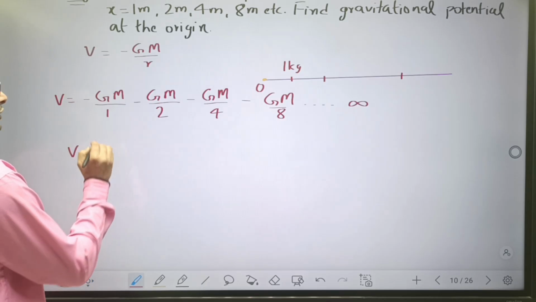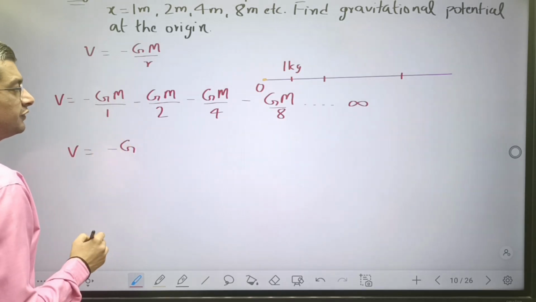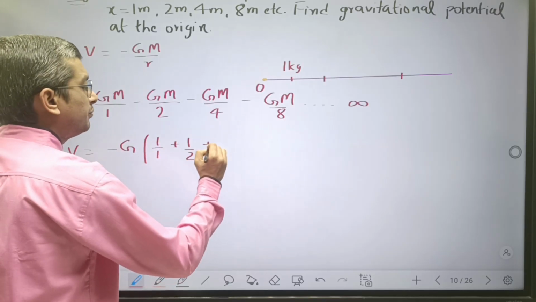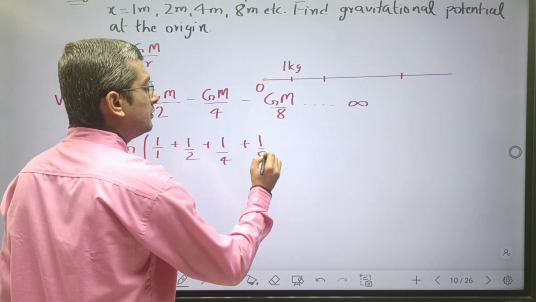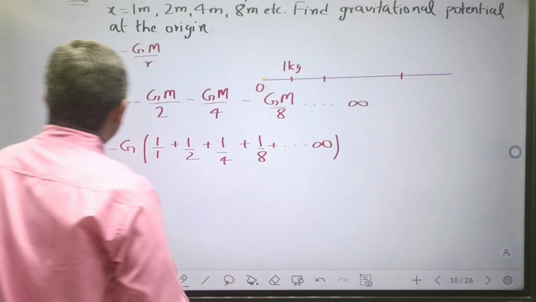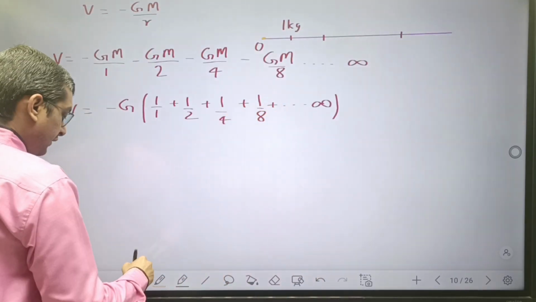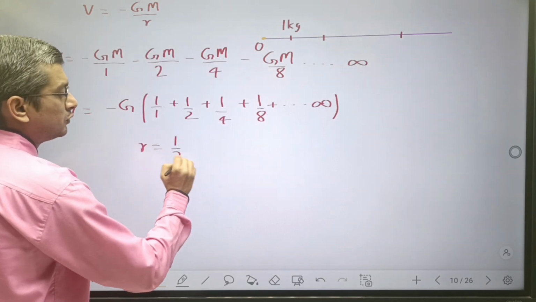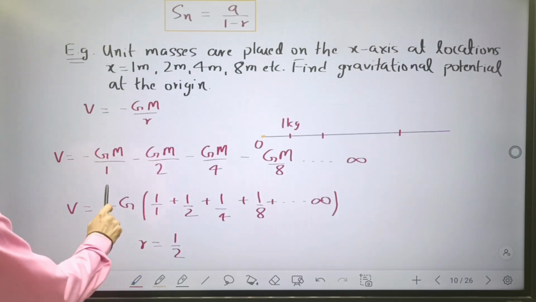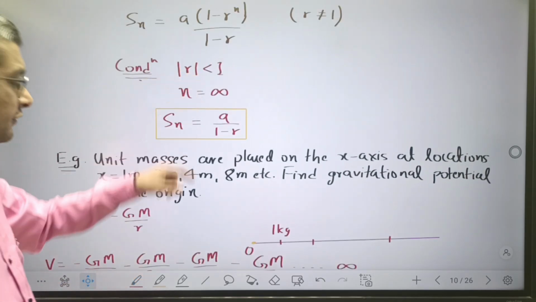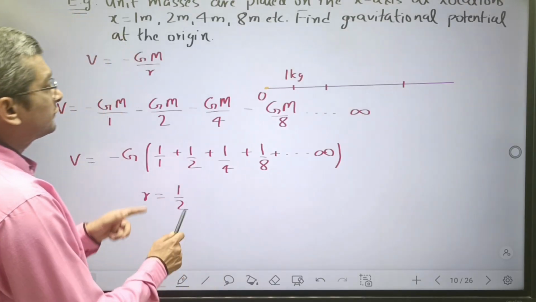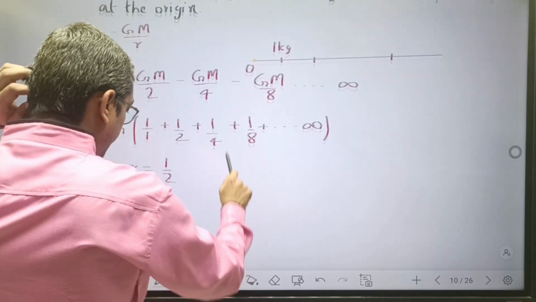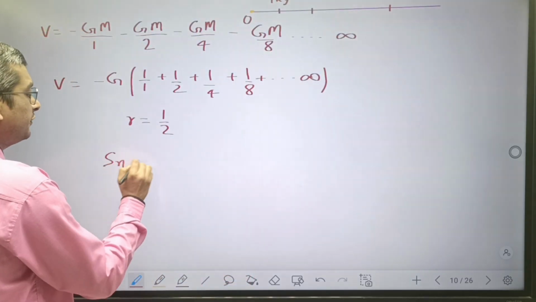Take out -G, and M is 1 kg. Within the bracket you are left with 1/1 + 1/2 + 1/4 + 1/8 up to infinity. This forms a geometric progression with the special case. Here r, the second term by the first term, is 1/2. Both conditions are satisfied: the magnitude of r is 1/2, which is less than 1, and the series goes to infinity, so we can use the direct formula for the sum of an infinite series.